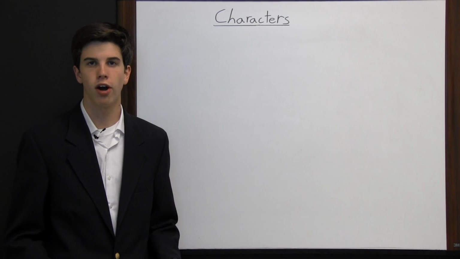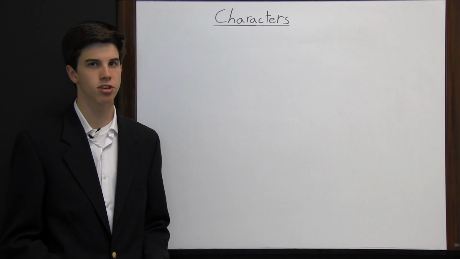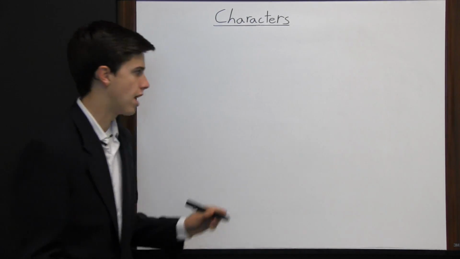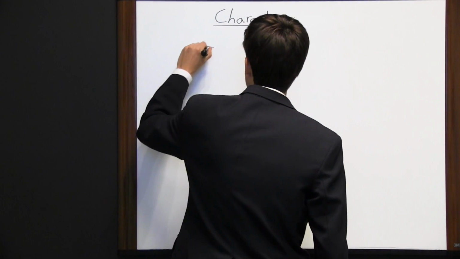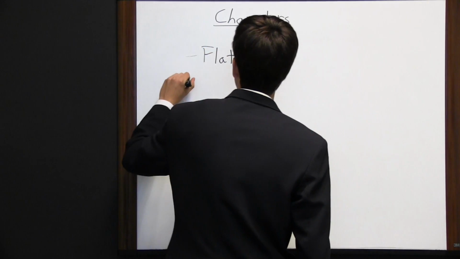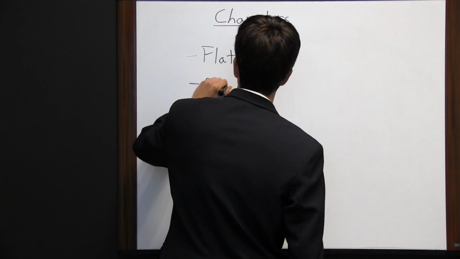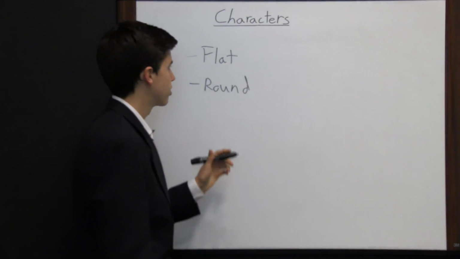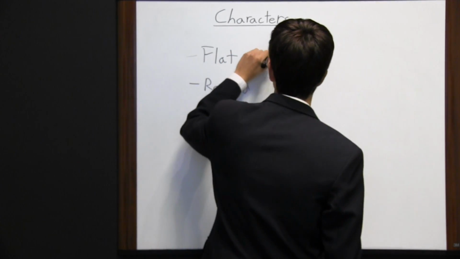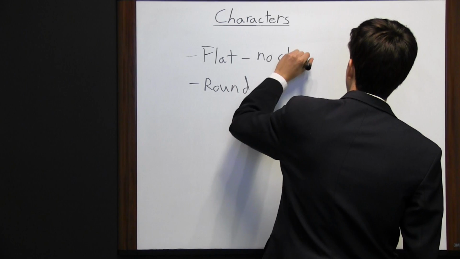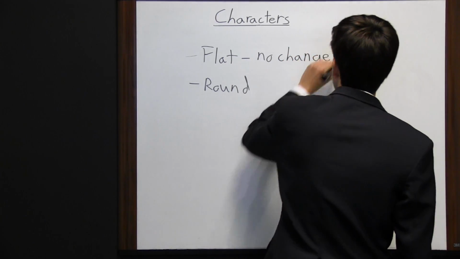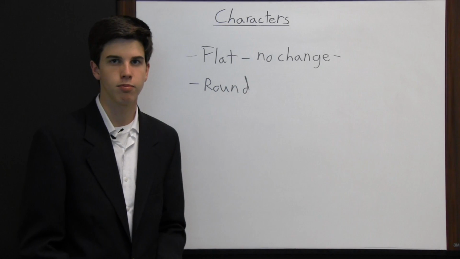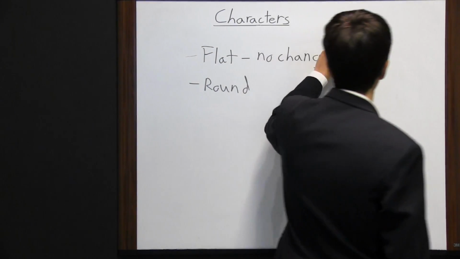Characters are an essential part of every story. So characters can be classified into two main categories, flat and round. The terms flat and round pertain to how much the character changes throughout the story. So flat characters have little change in personality throughout the story, or many times no change in personality. They're very predictable. They're always the same. And because they're predictable, they can be considered not very interesting. So that's why they play small roles in the story.